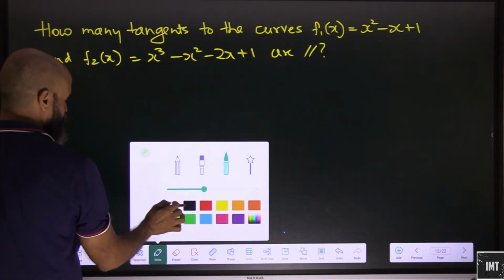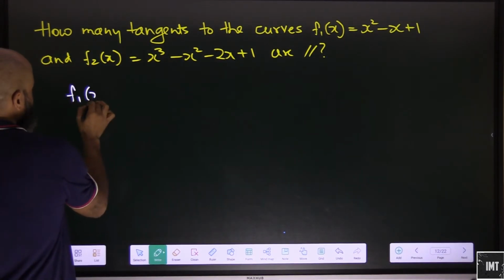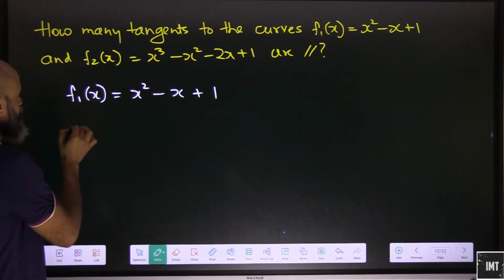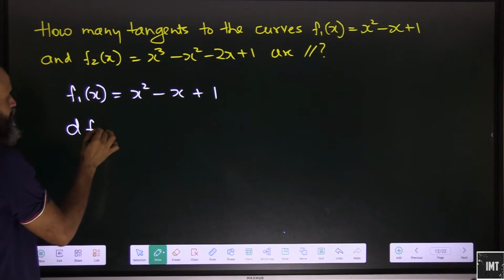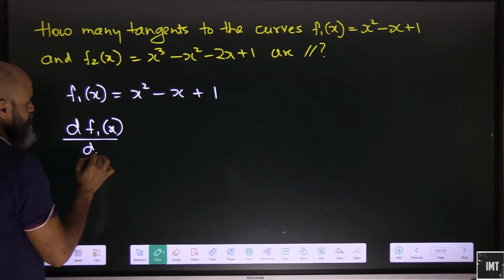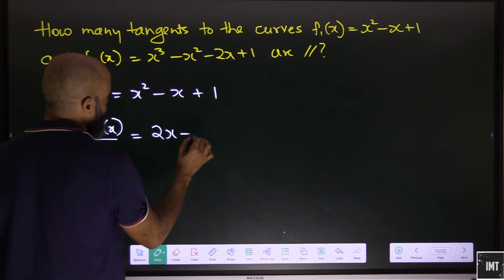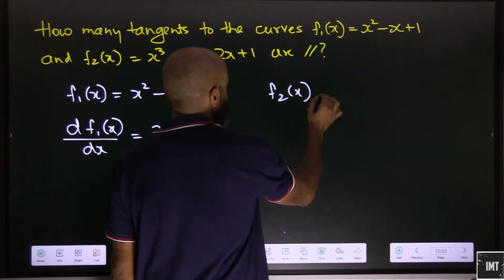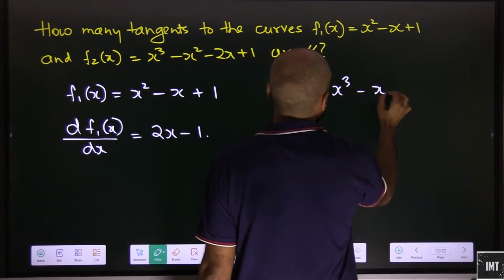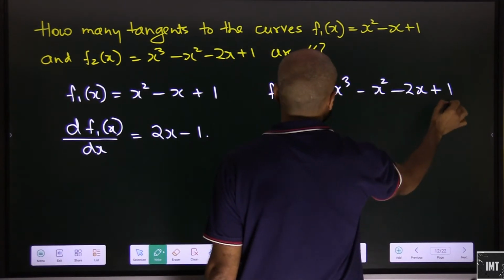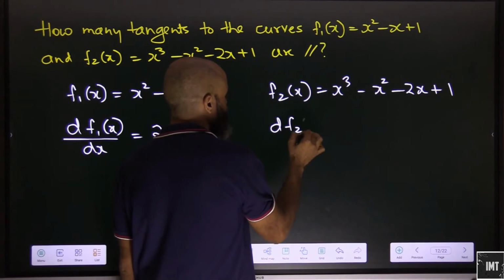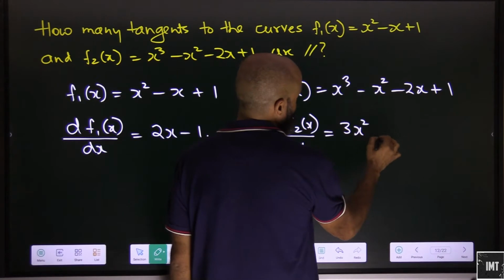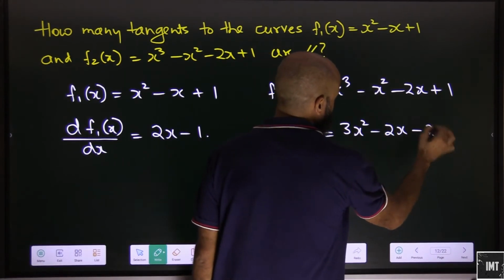We have here f1(x) is equal to x square minus x plus 1. So if I do d f1(x) by dx, this is going to be 2x minus 1. Okay, and in a similar way we have f2(x) is equal to x cube minus x square minus 2x plus 1. So d f2(x) by dx will be equal to 3x square minus 2x minus 2.